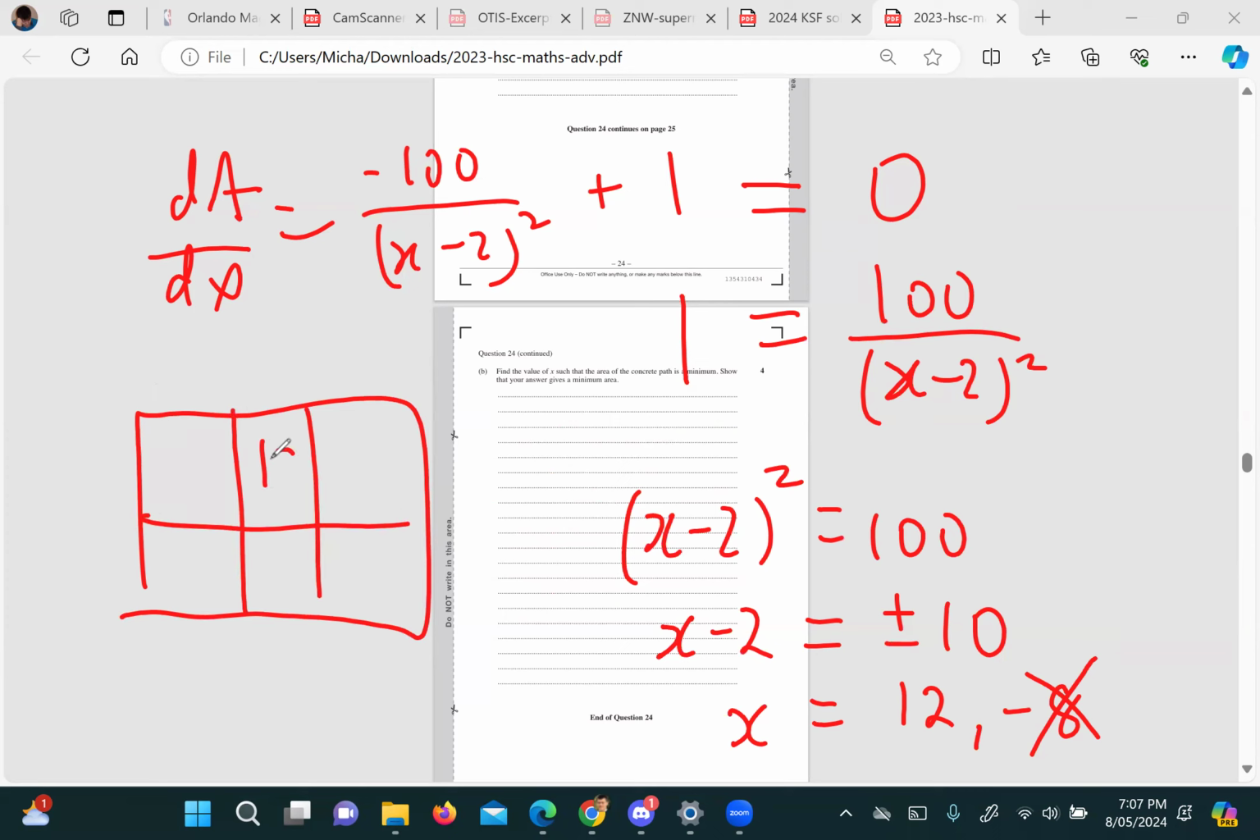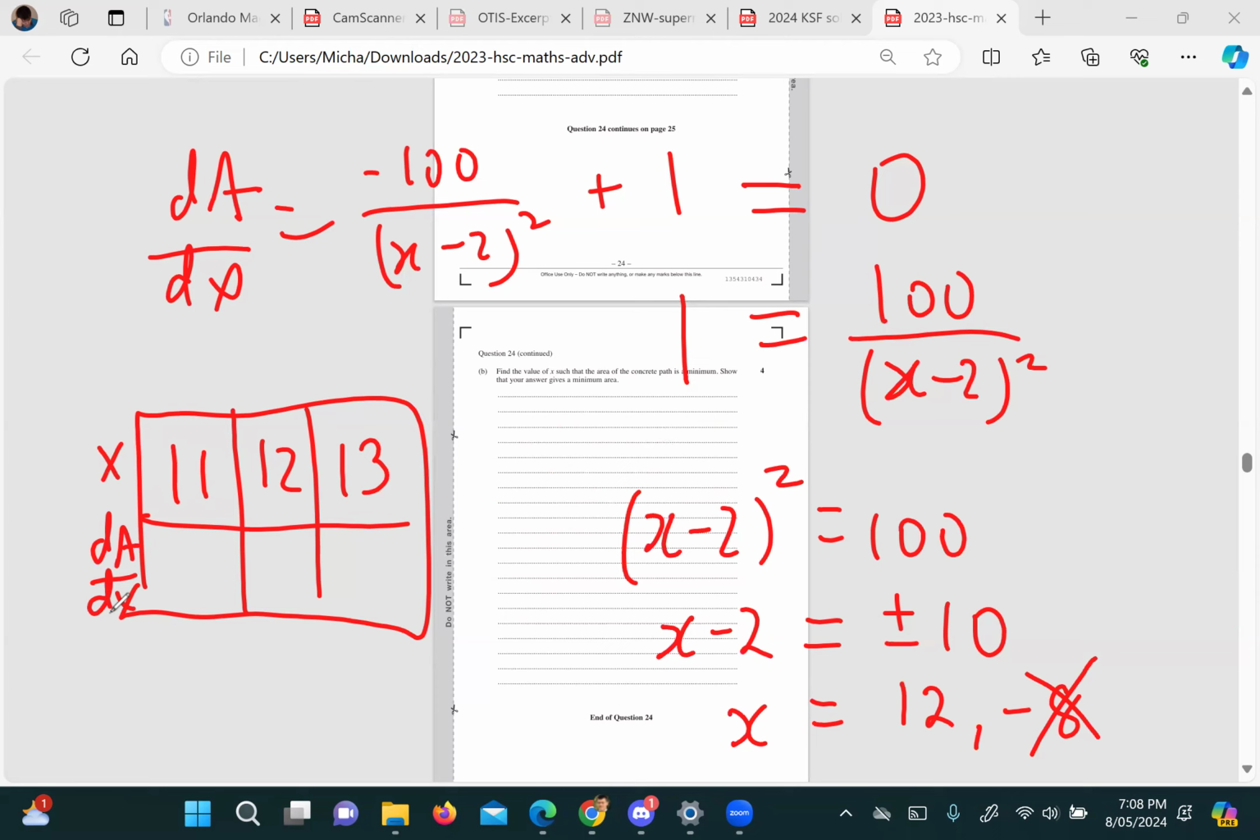Wait, so did you do 19? What did you say? I had a table: 12, and then I had 11 on the left and 13 on the right. The top line is x and the bottom line is dA/dx. Okay, yep. And then when you sub 11 into dA/dx, you get minus 19 on 81.